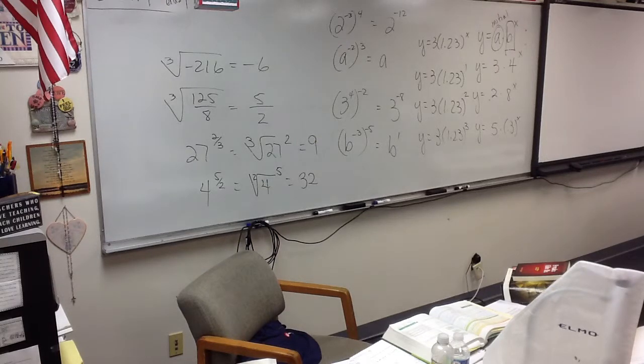If you can't do that in your head, you would type into your calculator 1 minus 0.83, and that would tell you that it's a 17%. You get 0.17, that's a 17% decay. So the answer is 17%. Decay.